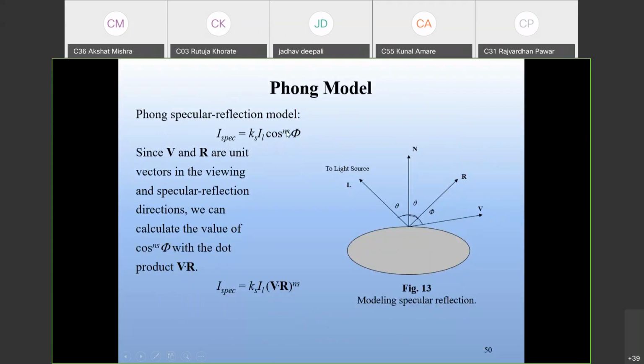What is this ns? It is the type of the surface. When it is shiny, its value is 100 or more. If it is dull, then its value is near 1. Or the same is written in this way: I spec is equal to Ks multiplied with IL multiplied with (V dot R). V and R are unit vectors, V is the viewer direction, R is the reflection. So you can use either cos to the ns of phi, or (V dot R) raised to ns. Ns is the type of the surface, shiny or dull.